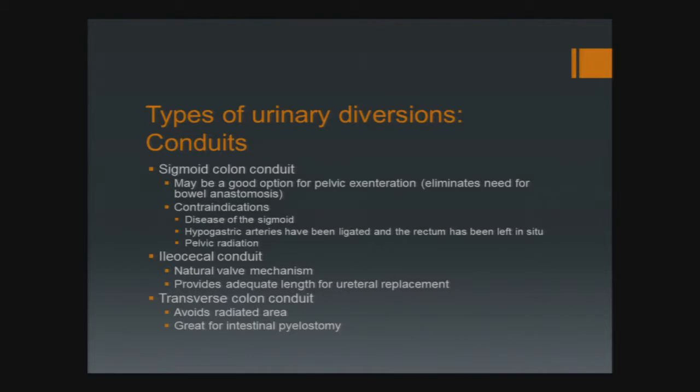You can also use the ileocecal conduit. This has a few advantages. One is that the natural valve mechanism of the ileocecal valve can allow for slightly better continence. You can also harvest a segment of ileum to bridge a gap if you're short on large bowel. And a transverse colon conduit can avoid the radiated area. A lot of these patients have had prior pelvic radiation, and the transverse colon is largely unaffected by it, so you can bring up a transverse colon conduit.